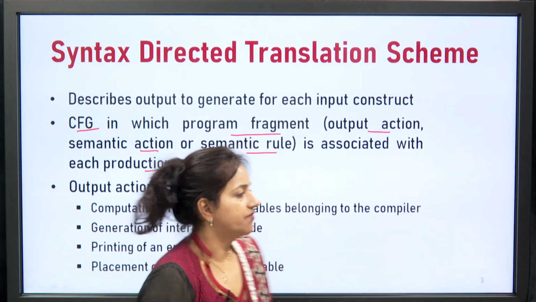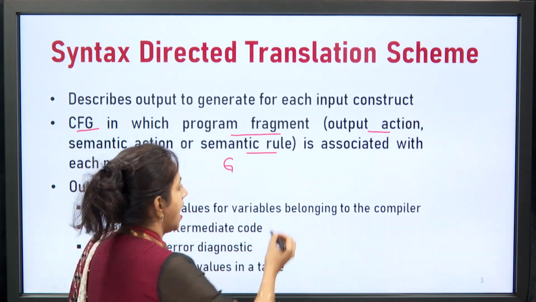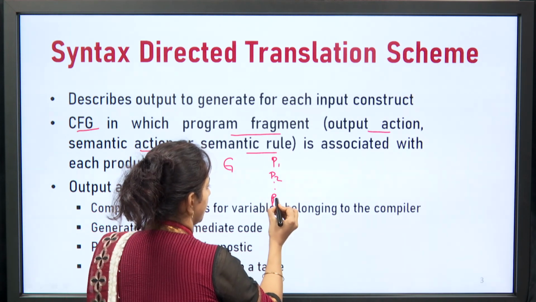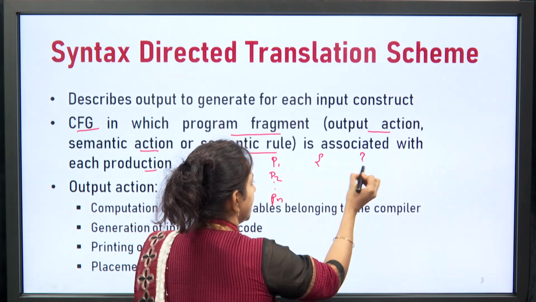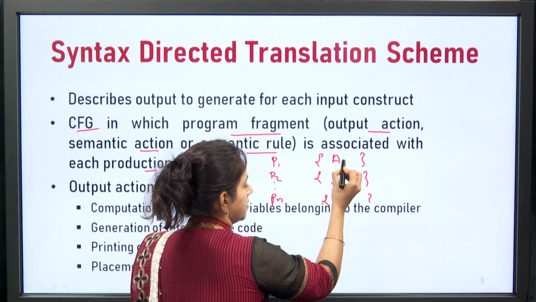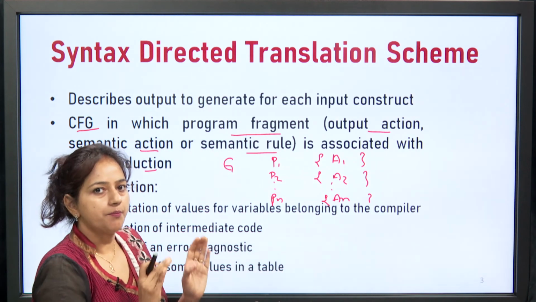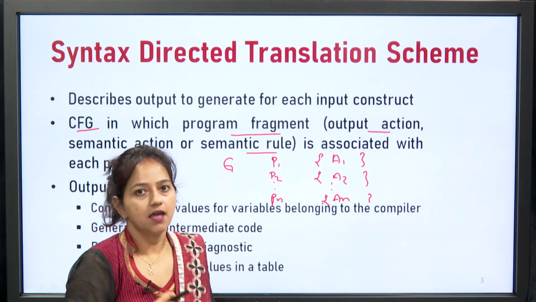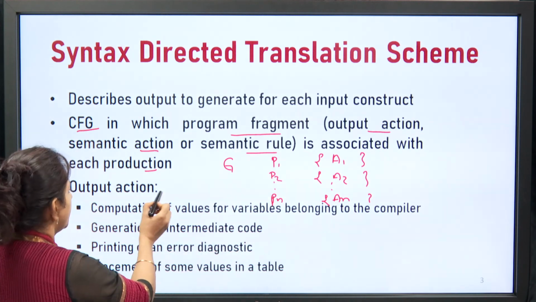So, here we will take one example. Suppose there is a grammar G, and in this grammar the productions are P1, P2 and Pn. In SDT we attach a semantic action after every production, like A1, A2, An. So, it is nothing but the productions associated with some action will be written.